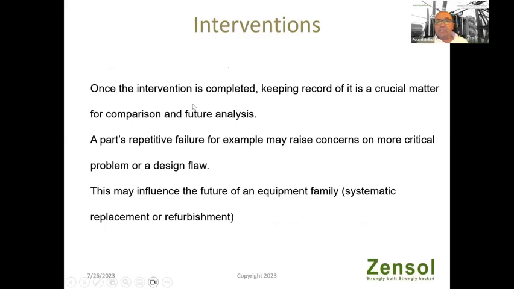Once the intervention is completed, keeping a record of it is a crucial matter for comparison and future analysis. A part's repetitive failure, for example, may raise concerns about a more critical problem or a design flaw. This may influence the future of an equipment family, with systematic replacement or refurbishment.